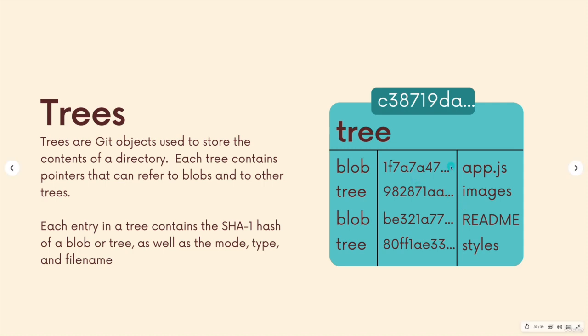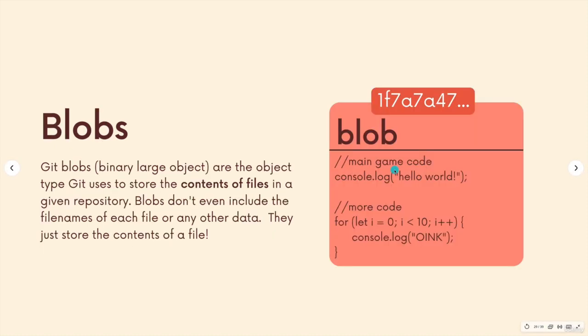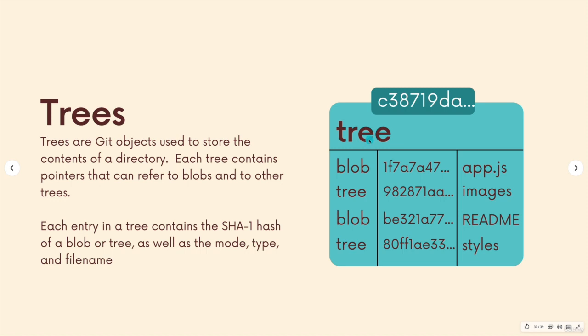Each entry in a tree, you can visualize it like this, contains the type. Is it a blob or a tree? Those are the two things that a tree can reference. And then for each entry, we've got the hash. This is not the commit hash. This is a blob hash in this case. We saw a blob like this one, 1F7. It's the contents of some file. Well, here's a tree, and it references that blob, 1F7, and it gives it a name, app.js.